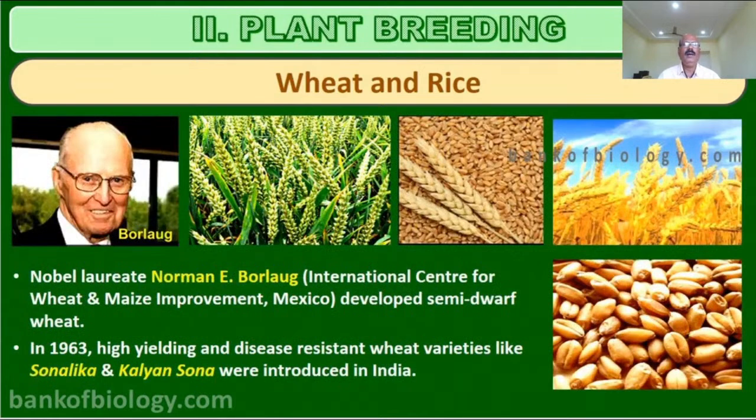Nobel laureate Norman E. Borlaug, the father of the green revolution of the world, at the International Center for Wheat and Maize Improvement, Mexico, developed a semi-dwarf wheat. In 1963, high-yielding and disease-resistant wheat varieties like Sonalika and Kalyan Sona were introduced in India. So, M.S. Swaminathan is treated as the father of the green revolution in India, and Norman Borlaug as the father of the green revolution of the world.